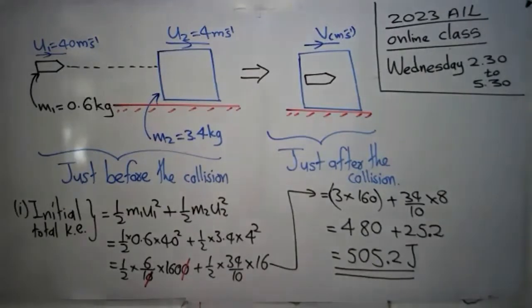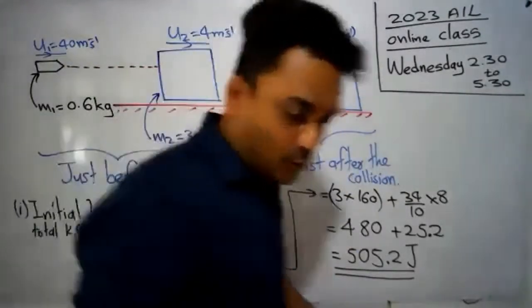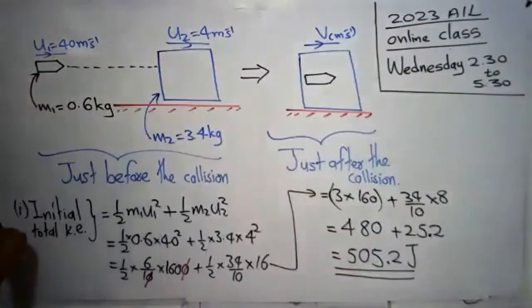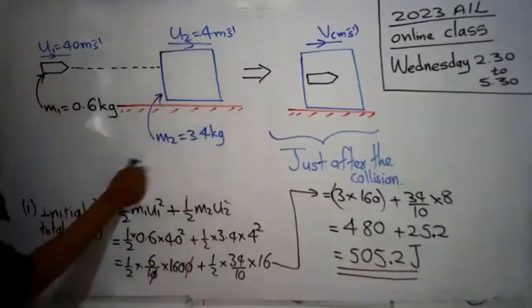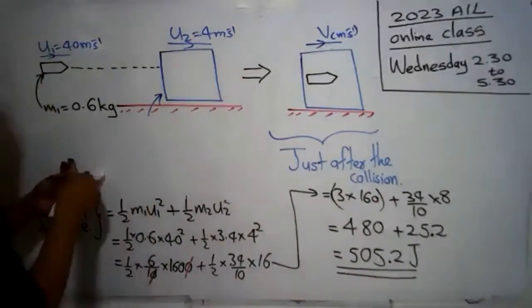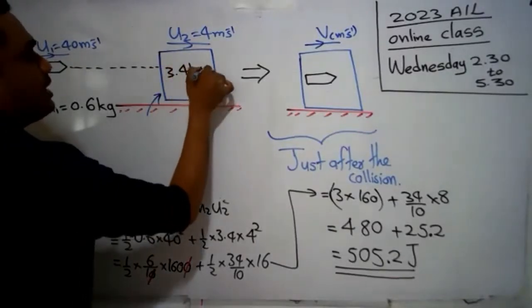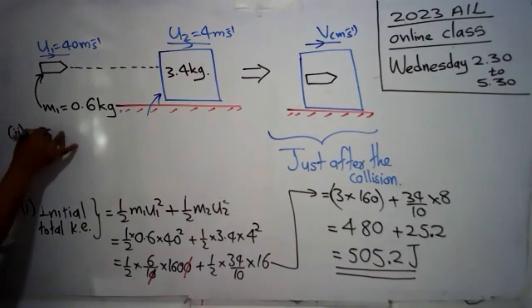Right, now let's try to find the velocity of the combined object after the collision. To find the velocity of the combination after the collision, we can apply a law known as the law of conservation of linear momentum. What is the law that we are going to apply for the Roman number 2?